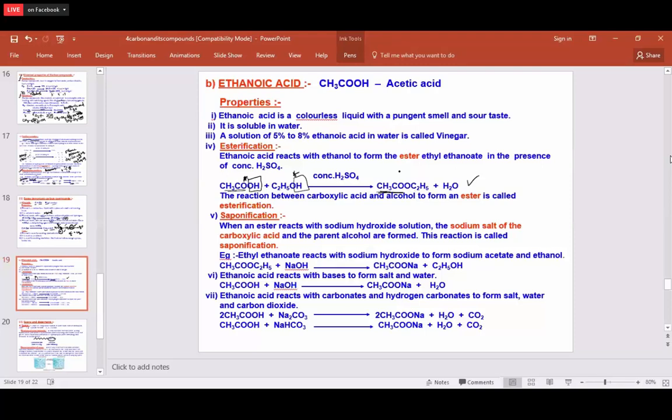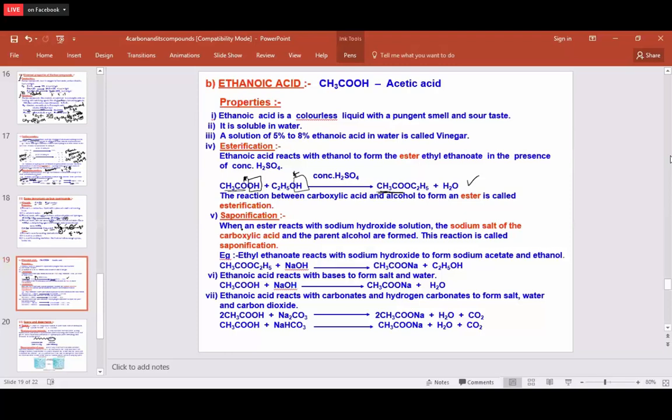Plus water. The name of the ester is ethyl ethanoate. When the acid and the alcohol combine in the presence of concentrated sulfuric acid, we get the ester. It is a very sweet smelling, pleasant liquid. This reaction we call the esterification reaction, one of the important reactions.